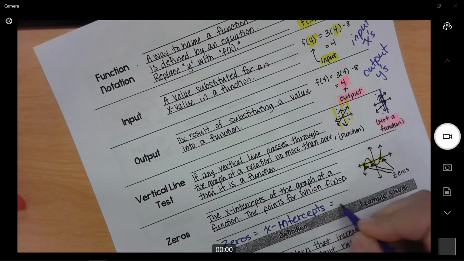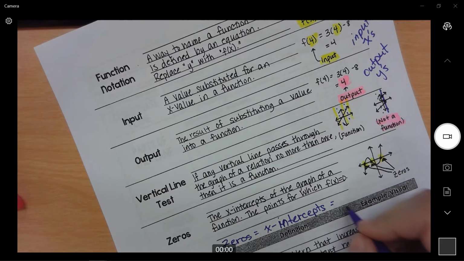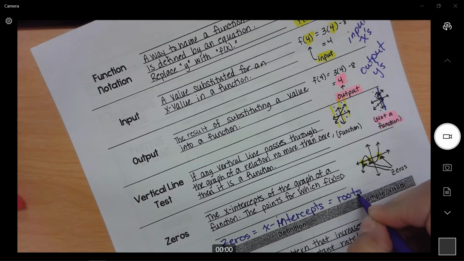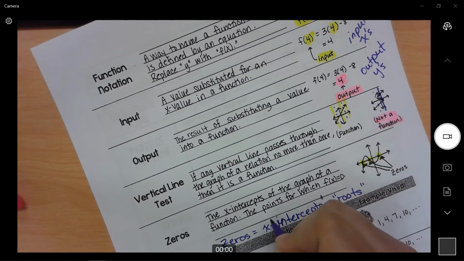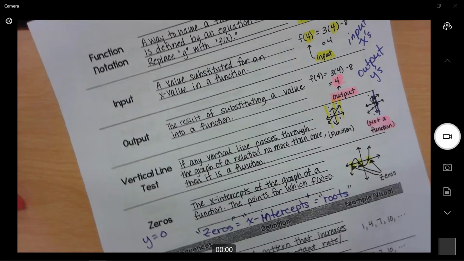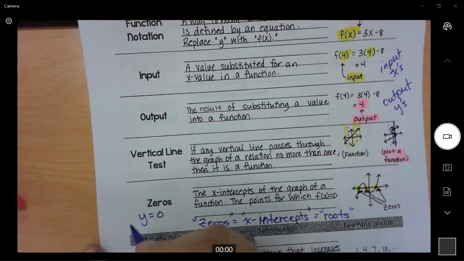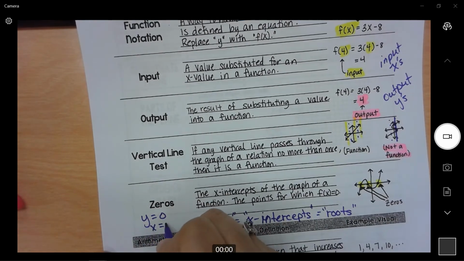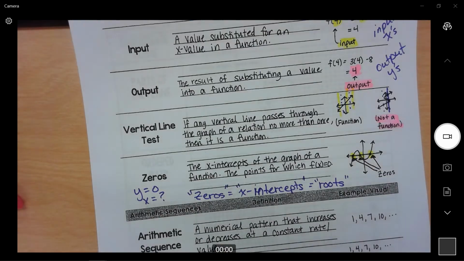They are also called, what was the other one? Roots. These are all words that mean the same thing. And where they are is where y is equal to 0. So they're x's when y is equal to 0. That's what you're trying to figure out.